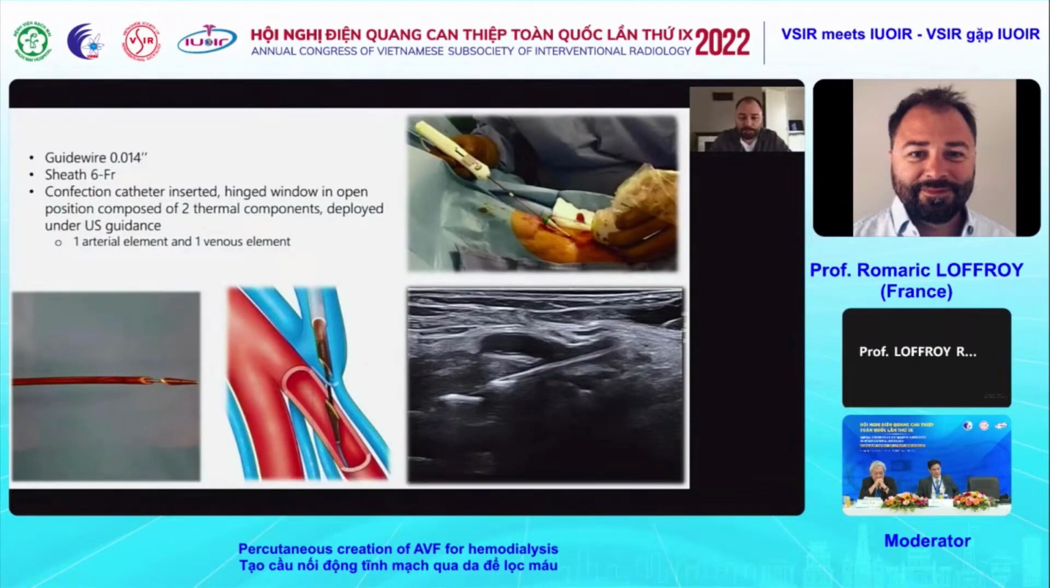And then we insert into the sheath the needle with two thermal components deployed under ultrasound guidance. You can see on this picture the two components which are very easy to see under ultrasound. One deployed in the artery and one in the vein, and you can see the window between both.